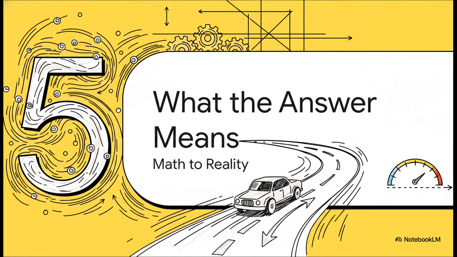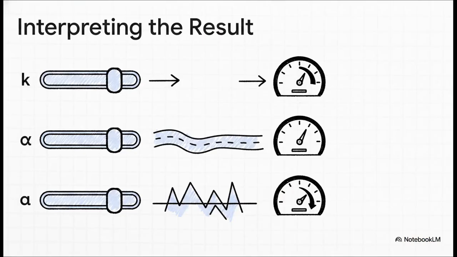But you know, just staring at a bunch of symbols isn't the real point. What does this equation actually tell us? Let's translate this math back into the real world. What does each one of those letters mean for someone behind the wheel? This is where it all clicks.